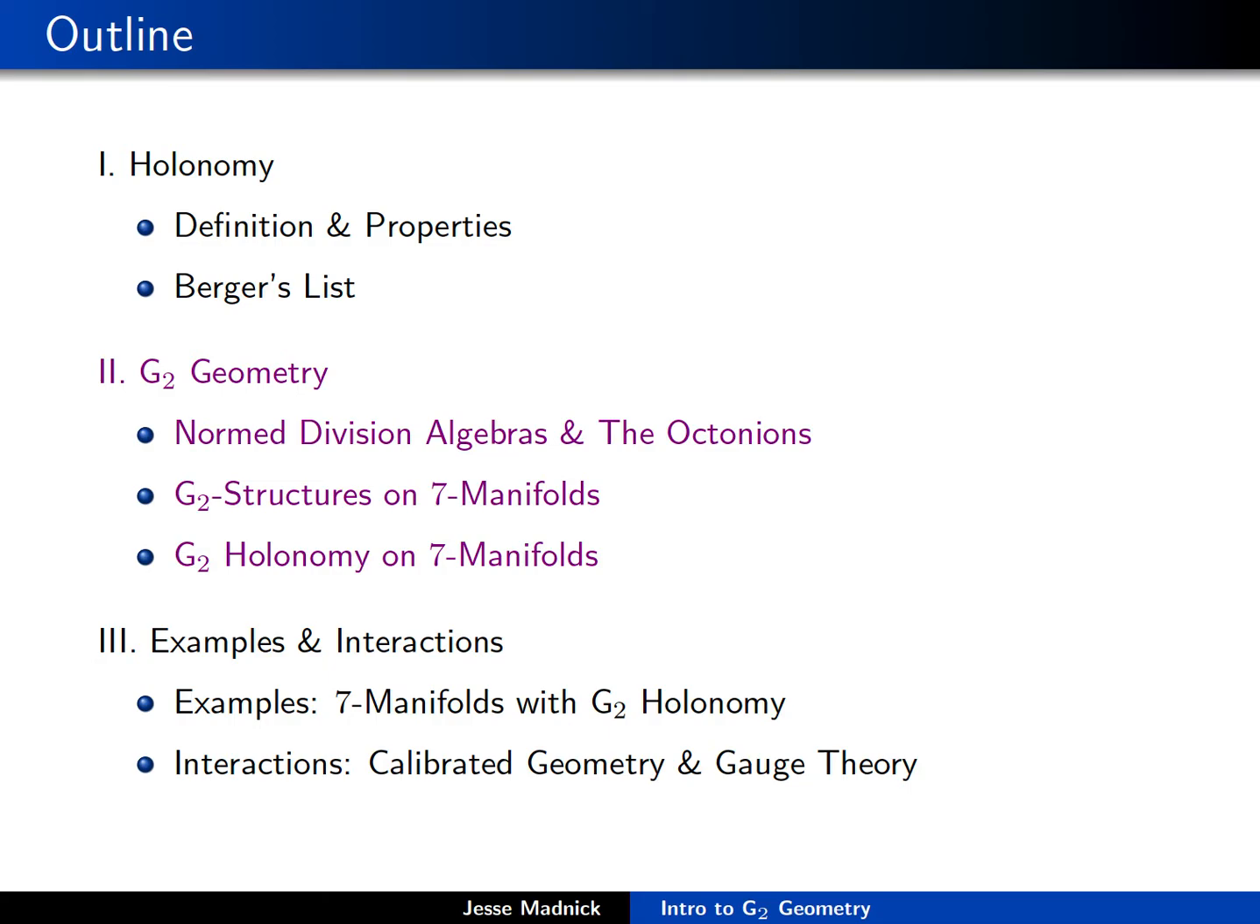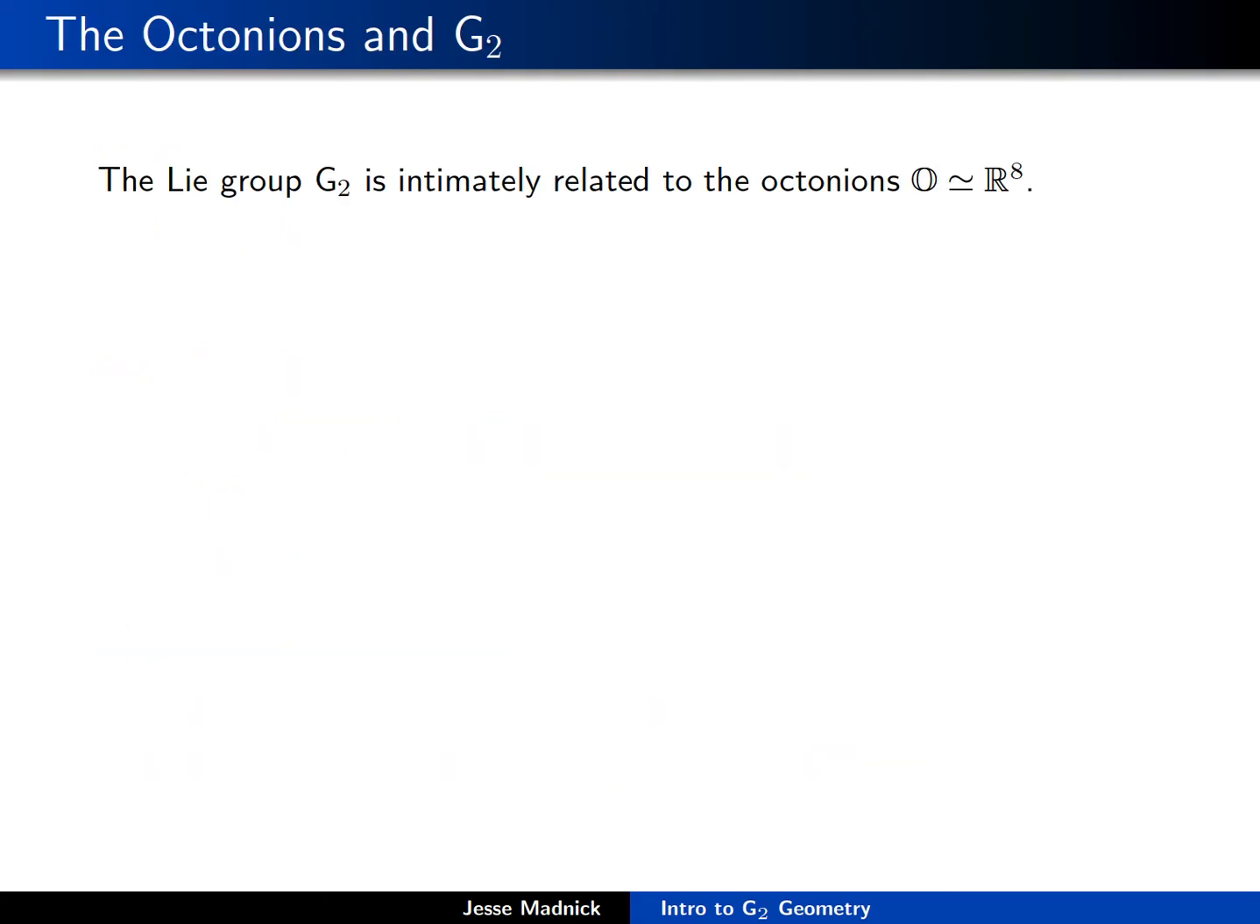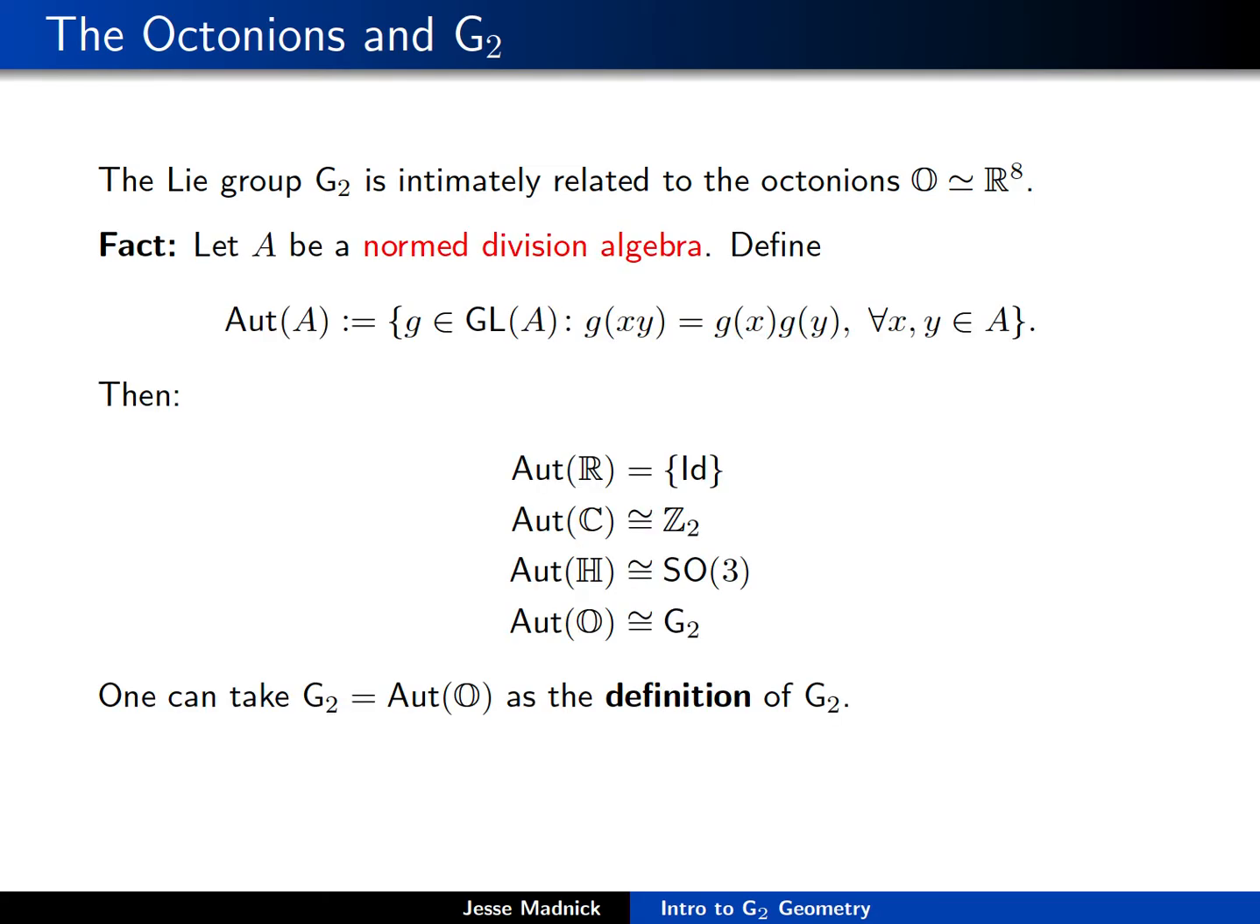I should really say exceptional linear algebra, relating to the Octonions, and we'll put this in the general context of norm division algebras. Okay, so why the Octonions? Well, it's because the Lie group G2 is intimately related to the Octonions. There are a couple of links. Here's one. Let's say A is a norm division algebra. I'll define that in a minute.